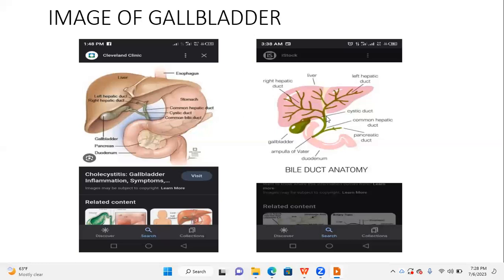So when they come here, they join together to form the common hepatic duct. Sorry, the common bile duct. This common bile duct is the one that now transports the bile coming from the gallbladder and the liver into the first part of the intestines, the small intestines, that is the duodenum.